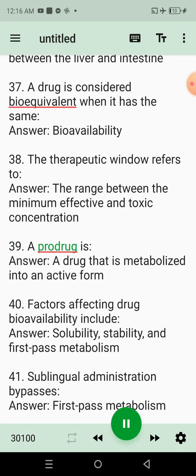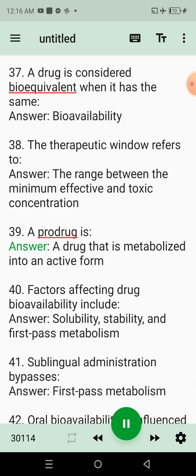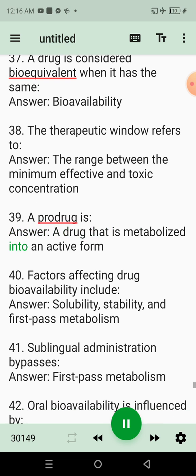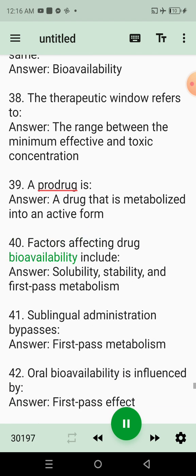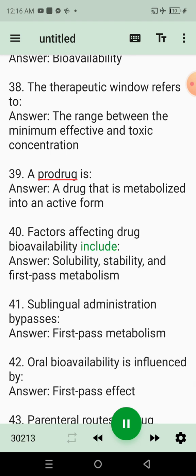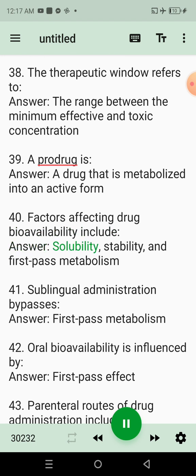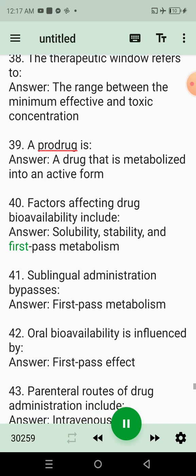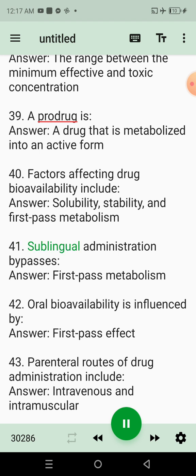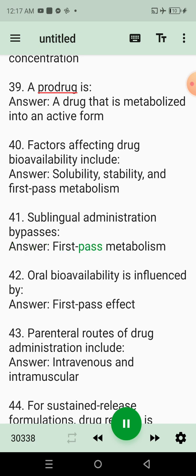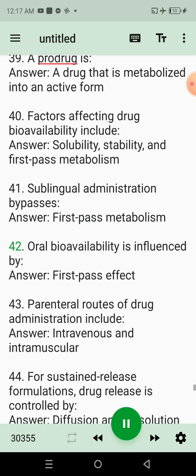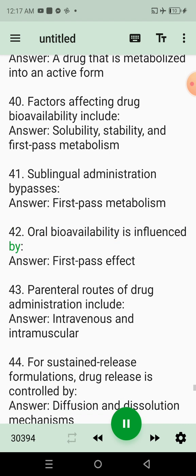39. A prodrug is. Answer. A drug that is metabolized into an active form. 40. Factors affecting drug bioavailability include. Answer. Solubility, stability, and first-pass metabolism. 41. Sublingual administration bypasses. Answer. First-pass metabolism. 42. Oral bioavailability is influenced by.